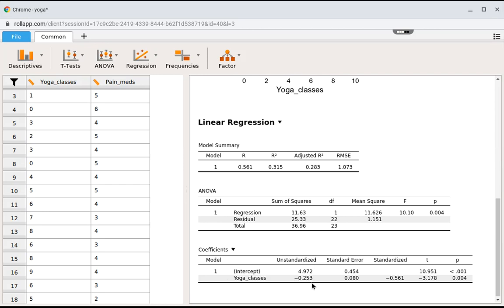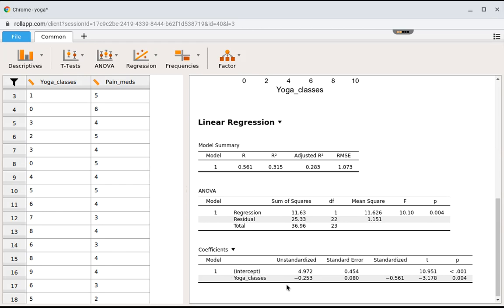The reason I am dramatic about pointing out that this intercept is the y-intercept is because it will always be labeled intercept. Whereas the label for the slope here is always going to be whatever your x variable is. So in this case, it's yoga classes. Next time it might be IQ score or something like that, whatever your x variable is. So this won't have a consistent labeling. However, the y-intercept will always be labeled intercept.